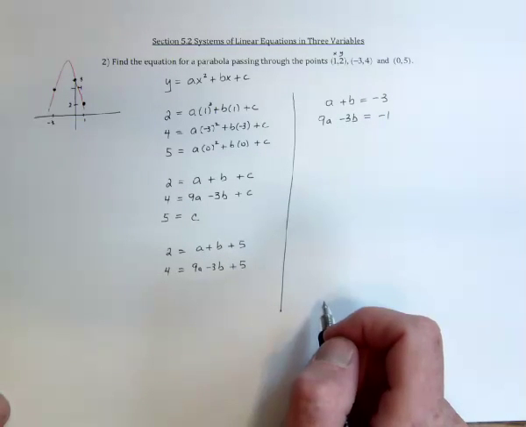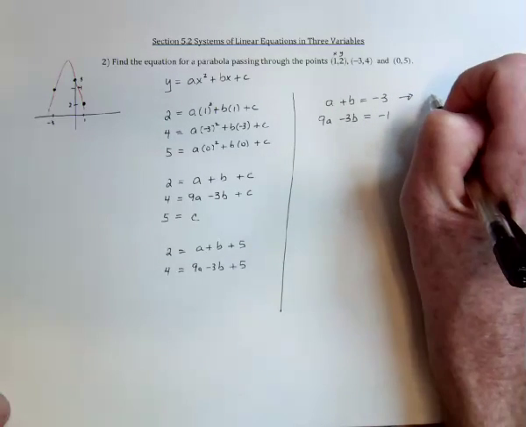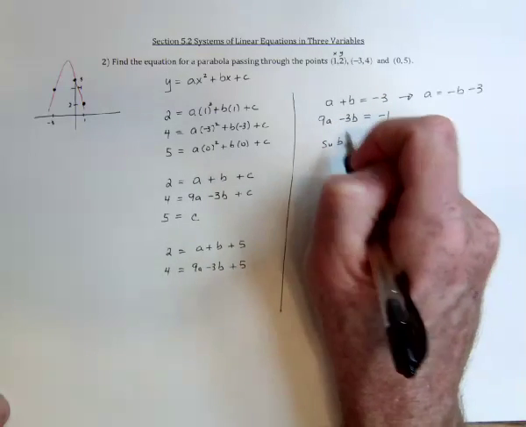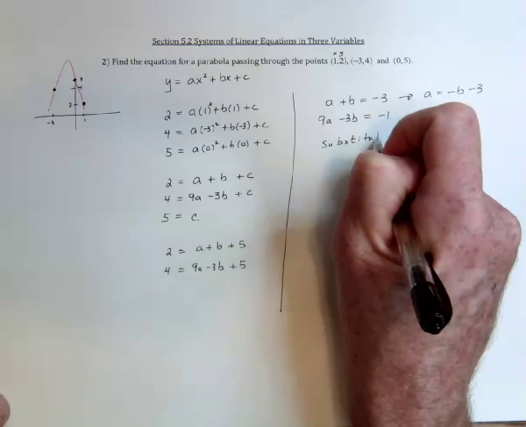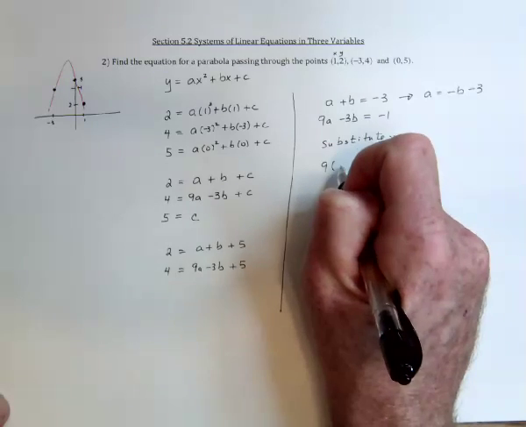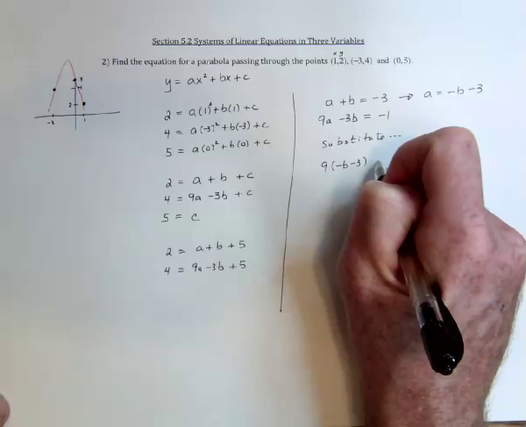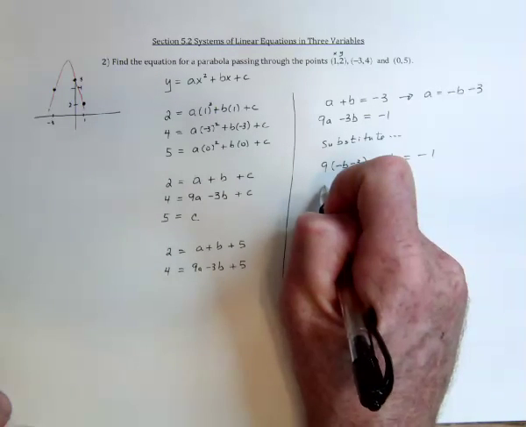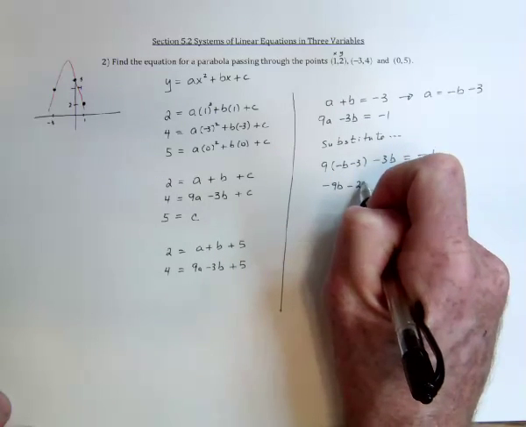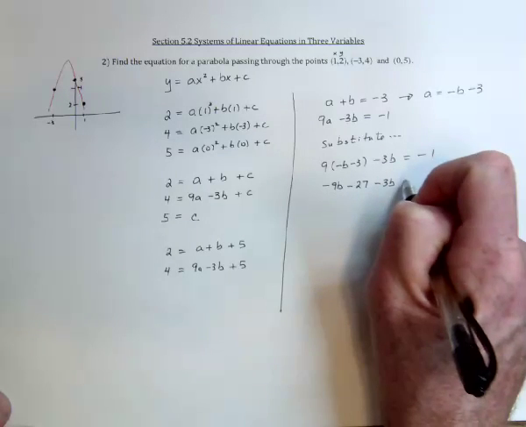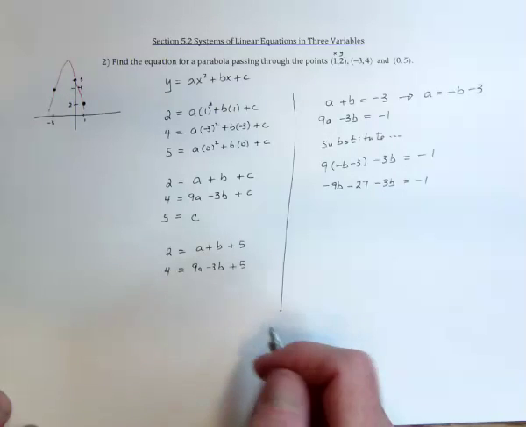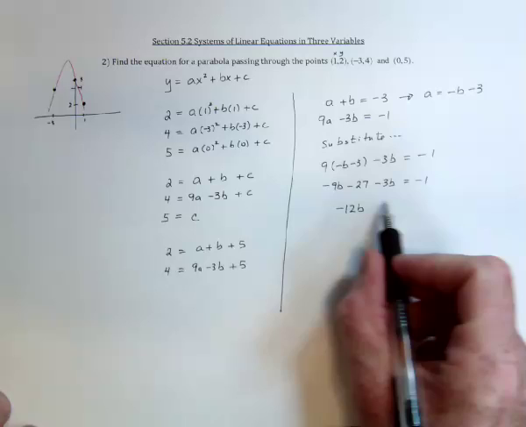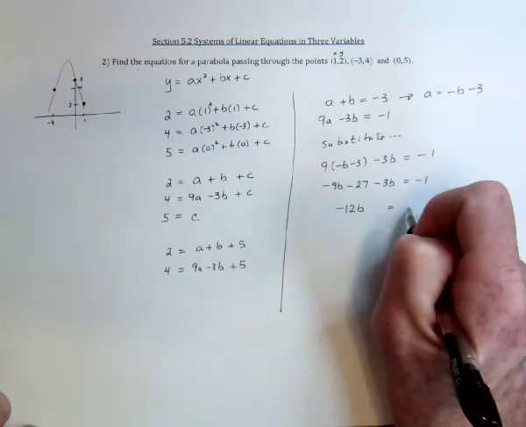And then use either substitution or elimination method. I think I'll use substitution. So solve for a here. It's -b, subtract 3. And then substitute that into this equation. So it's going to be 9 times a, which is -b, subtract 3, minus 3b is equal to -1. And now distribute the 9, so we'll have -9b minus 27, and then -3b equals -1. Alright, so combining the b's, that's going to be -12b, and this 27, add that to both sides, we get a positive 27, subtract 1 is 26.